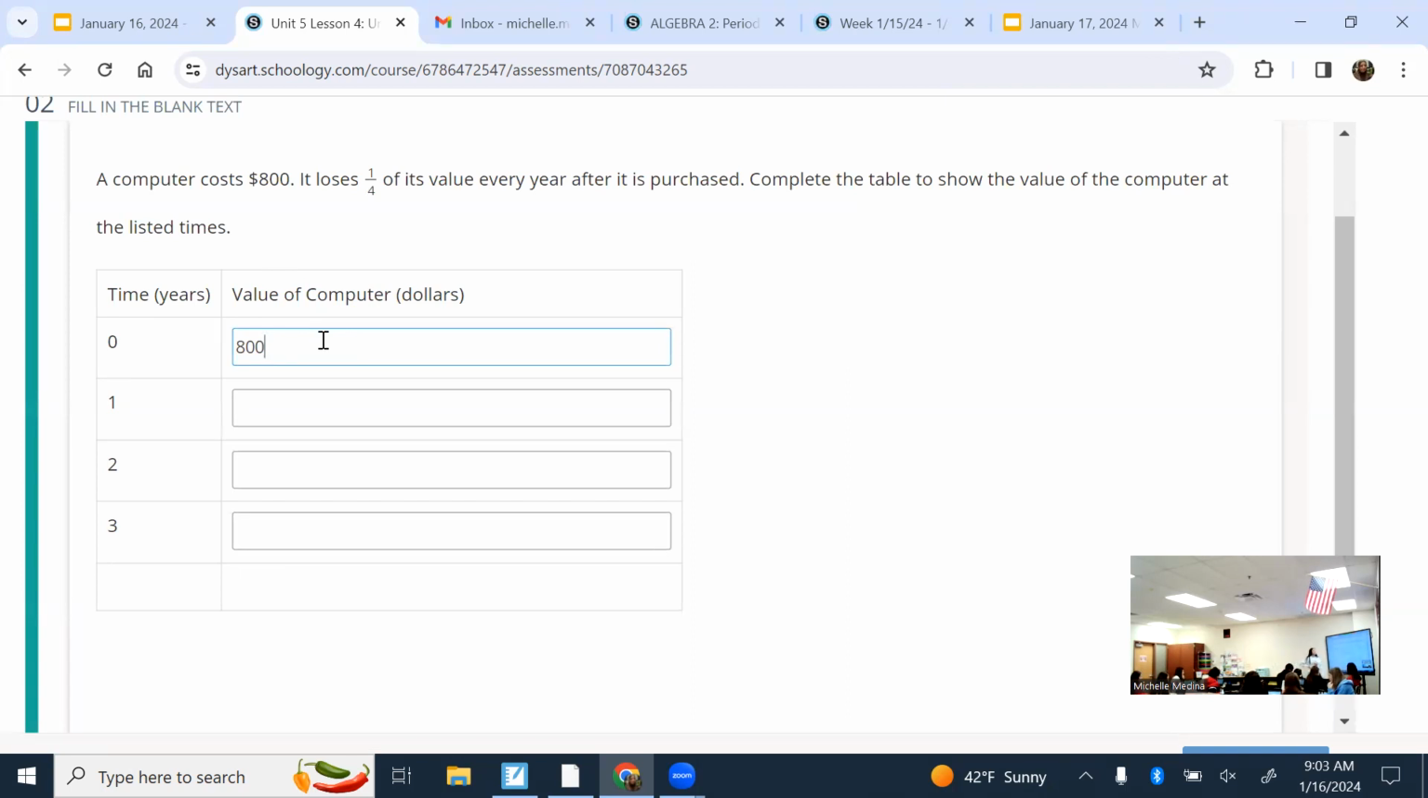Like if it's losing a fourth of its value each year, what's a fourth of 800? So 0.25 is the equivalent decimal. 200 is a fourth of 800. Like if you split 800 into fours, 200, right? So if it's losing 200, how much is it after 1 year? 600. So you could problem solve your way through that way and then keep going.